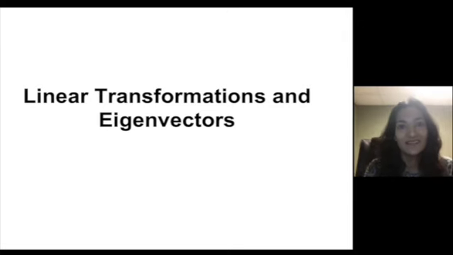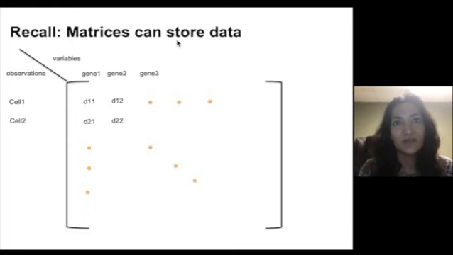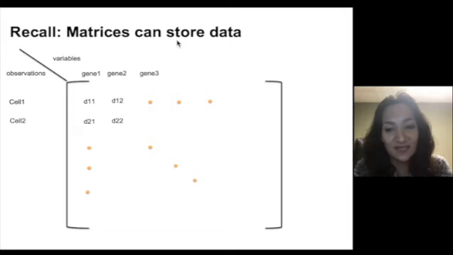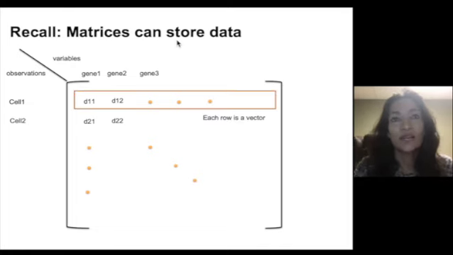Hello again. Today we will be talking about some necessary linear algebra background for data exploration. Previously, we spoke about data matrices. In these kinds of matrices, each row represents an observation, which is actually a vector of features or measurements pertaining to such an observation.